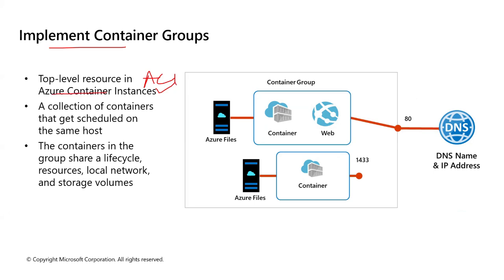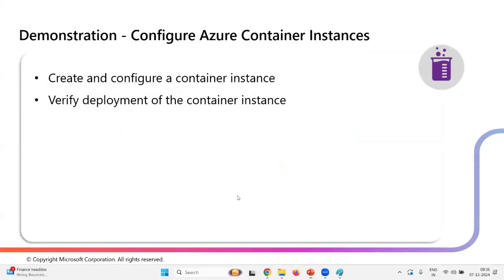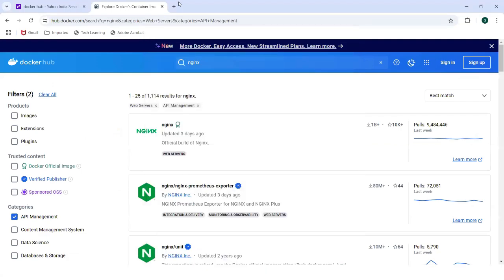This is container instances, where a collection of containers can be scheduled on the same host. Containers are nothing but your apps. Container groups share resources like your local network and shared volumes, right? So the moment I implement, my container group will have container instances, and you'll pull the images, then you'll have your front end, right? It is very lightweight, guys. You'll see that.